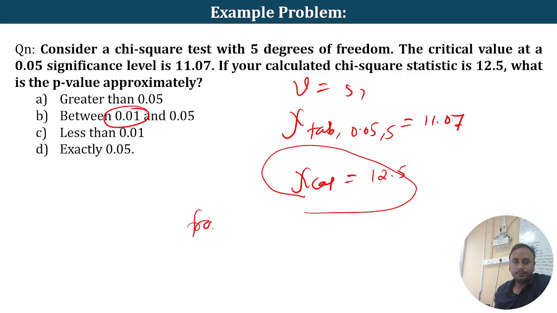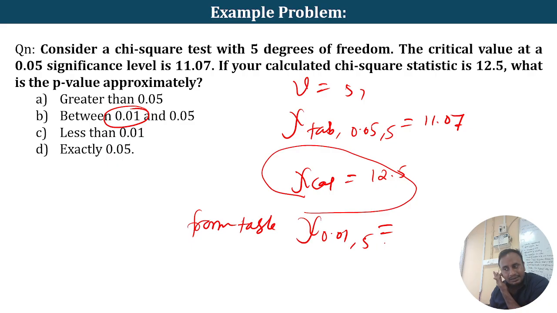So from the table, 0.015, we'll get the value. How much is the value actually coming? It's something around... one case could be greater than 0.05. We'll be able to tell based upon the table. We'll go and check it.